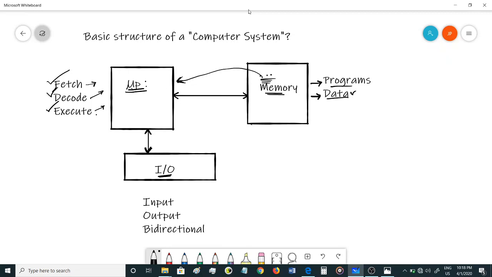Finally, we come to the IO. IO stands for input and output devices. Now, which are the various input devices? You already know which are the various input devices.